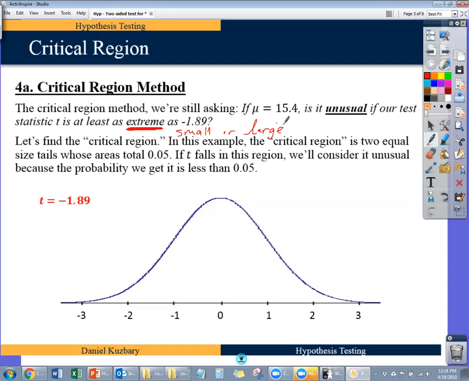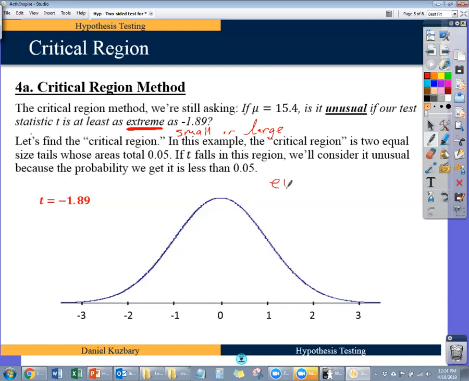as negative 1.89. In other words, we want to see what's the chance we get something that is way over here, less than negative 1.89, but also what's the chance we get something over here, which is bigger than 1.89. So we're checking both tails, because we have that not equal to sign, which is what makes this a two-tailed test. So in this case, the critical region, we're going to mark off the tails that represent the extreme 5% of the distribution.